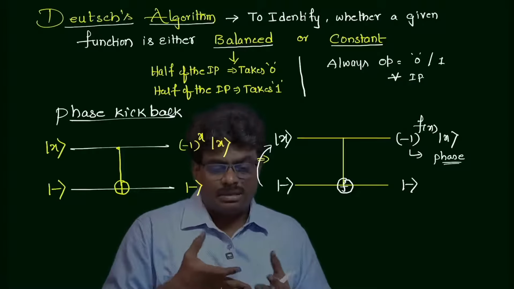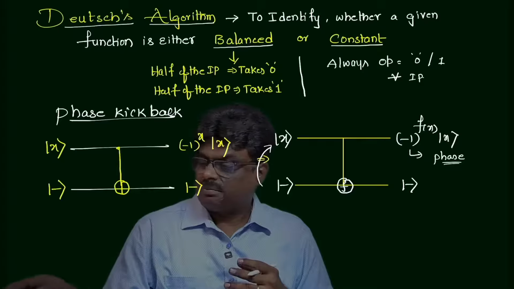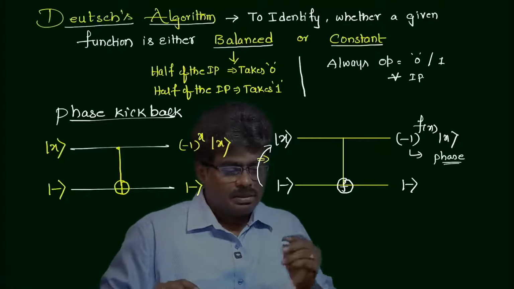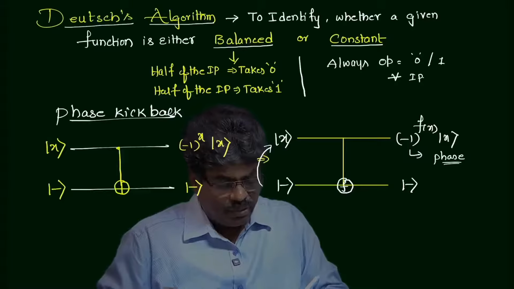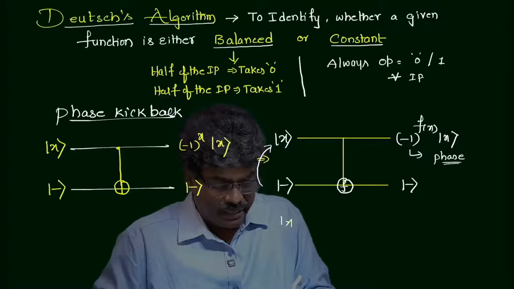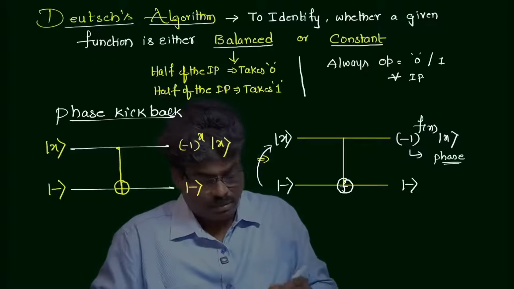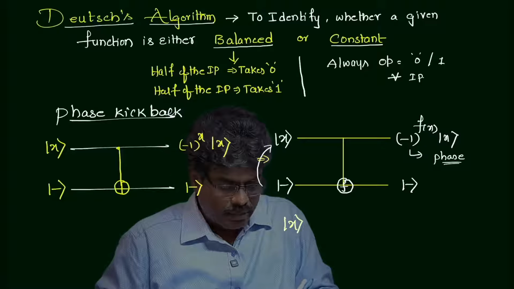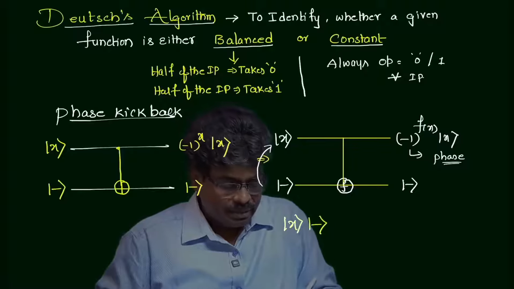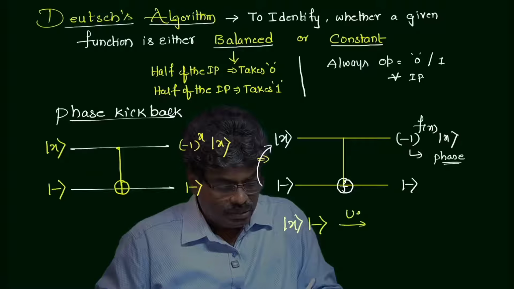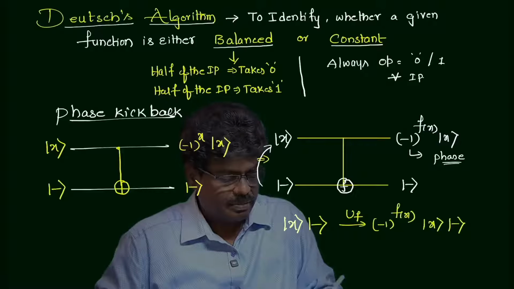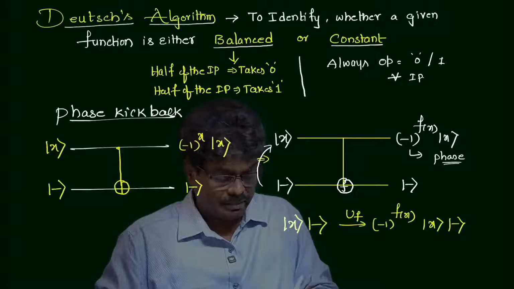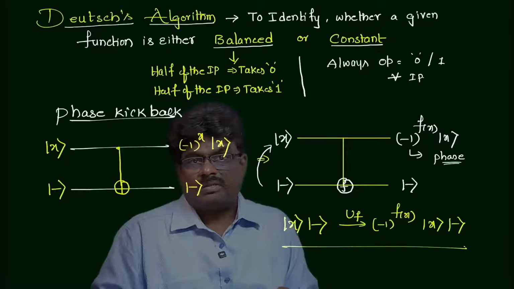Now let me draw the circuit corresponding to this algorithm. First, let me write this phase kickback final result. Here we have the initial state x and the diagonal state minus under this UF operation. So this is (-1) to the power f of x, x, minus. Sorry, minus. So that's it. This is the final result.